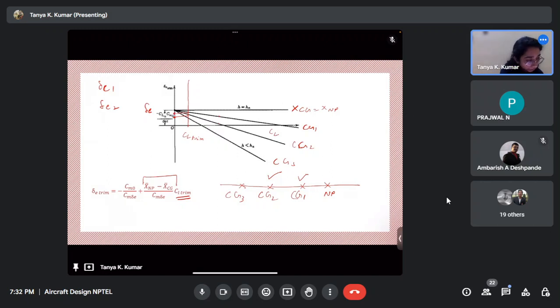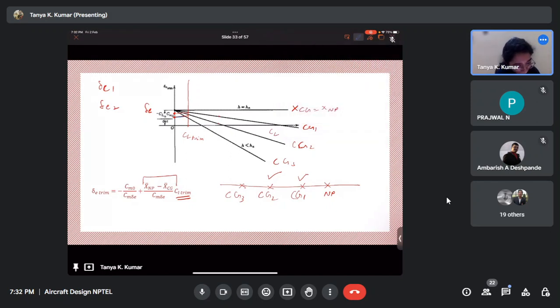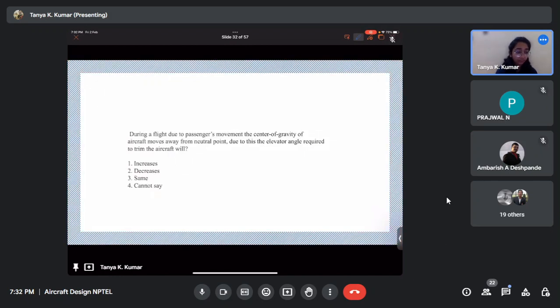Let me just take a different color. So this is delta E2, correct? Blue color. Delta E2 is in blue, and delta E1 is in red, which is larger. Delta E1 is larger. So when the CG moves away from the neutral point, delta E required decreases, correct? Is that clear?